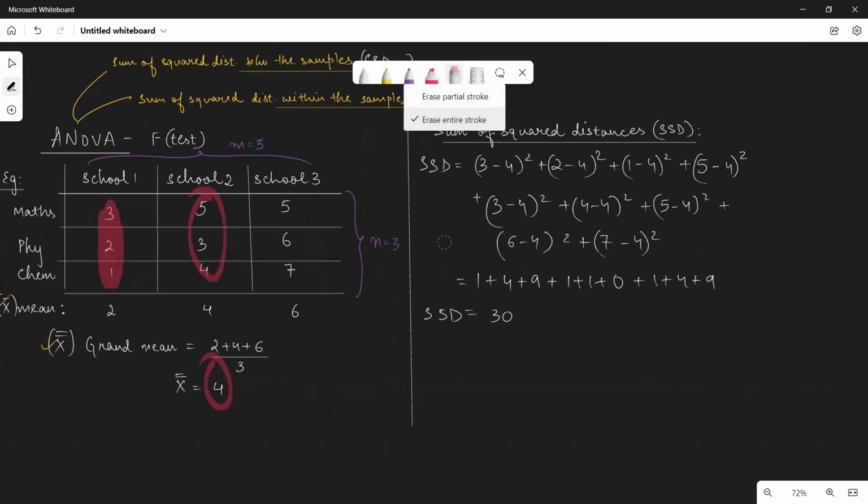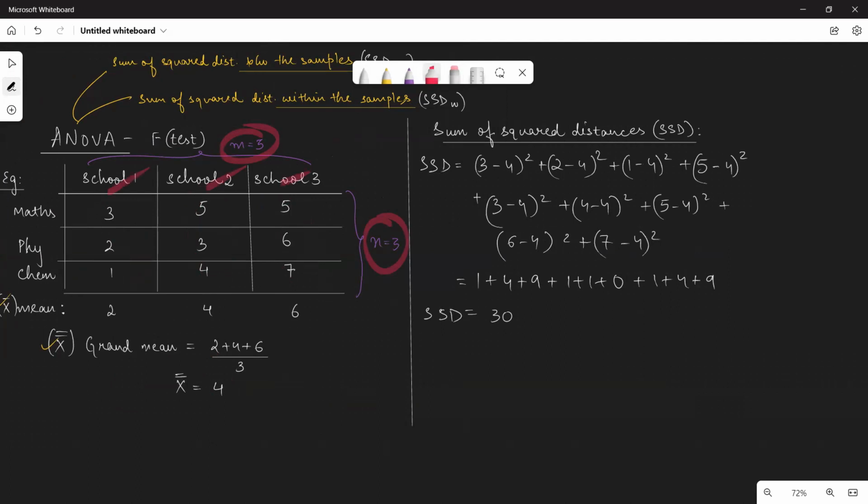Now, here I have written M and N, if you can see. M is 3, N is 3. M is the number of samples. We have 3 schools, 3 samples, so M is equal to 3. And N is the subjects for us: maths, physics, and chemistry. That is why N is 3. I hope that is clear. So M is 3, and N is 3. So sum of square distances we have been able to calculate.